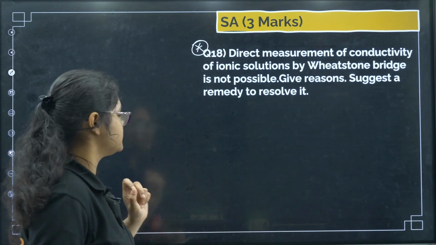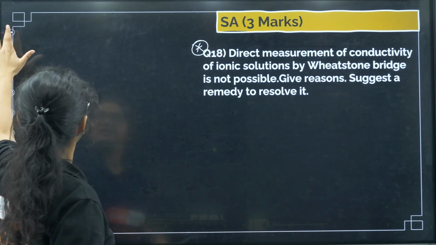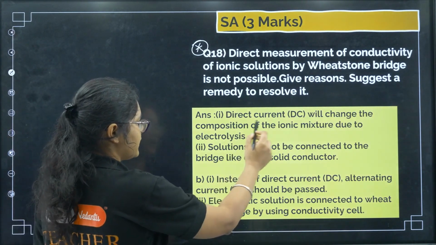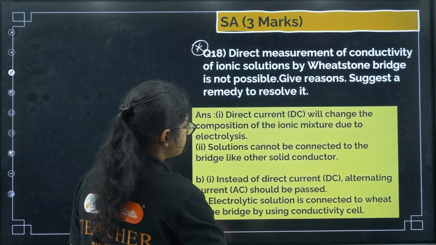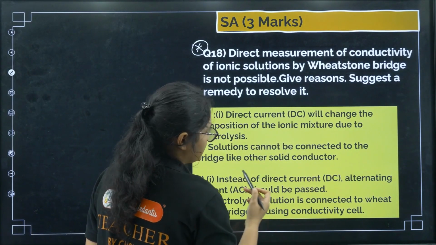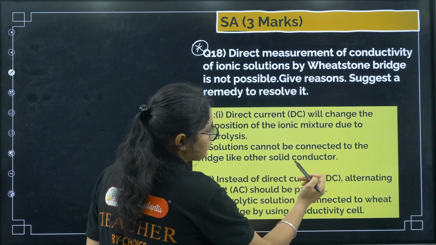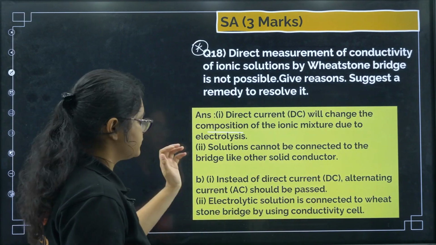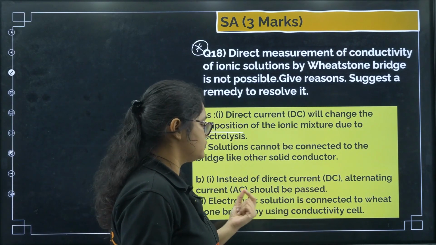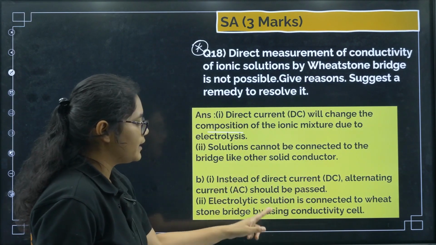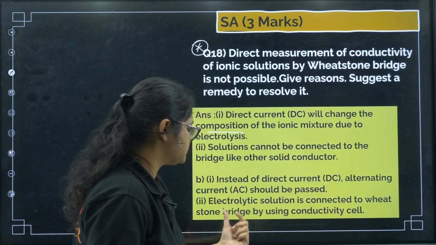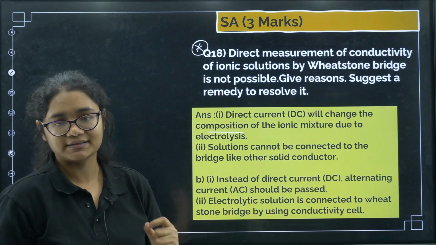So that is how you can solve this problem. You can see here that first, direct current will alter the composition. Next, solutions cannot be connected to the Wheatstone bridge like solid conductors. So the solution is, instead of direct current, use alternating current, and electrolytic solutions are connected to the Wheatstone bridge by using a conductivity cell.